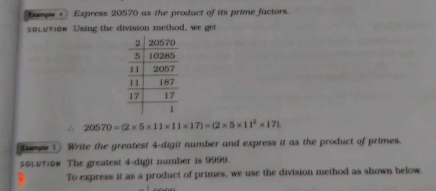Express 20,570 as the product of its prime factors. Using the division method, we get 20570 divided by 2, 10285 divided by 5, 2057 divided by 11, 187 divided by 11, 17 divided by 17, 1. So 20,570 equals 2 into 5 into 11 into 11 into 17, which equals 2 into 5 into 11 square into 17.